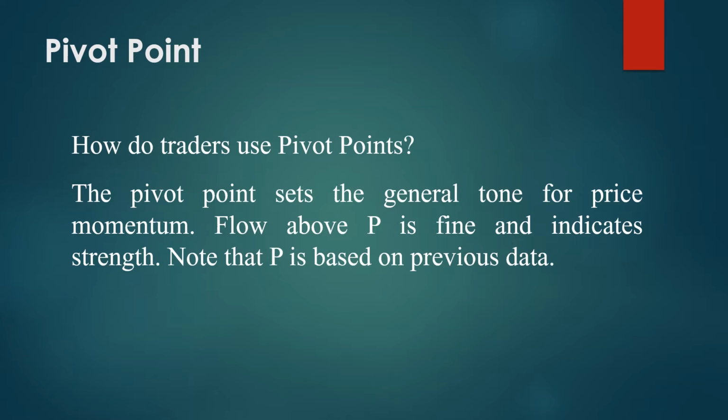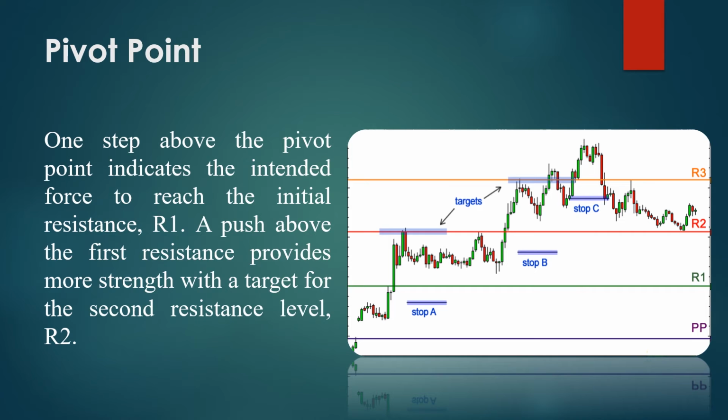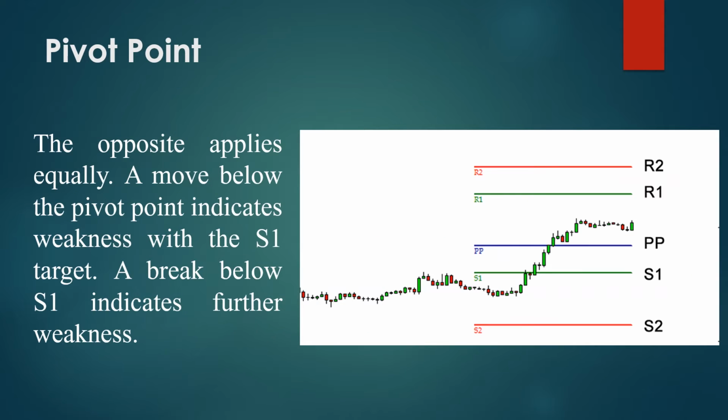Now see, the flow above the P is fine and indicates strength. Note that P is based on the previous data. A step above the pivot point indicates the intended force to reach the initial resistance, that is R1. A push above the first resistance provides more strength, with a target of the second resistance level, that is R2. The opposite applies equally.